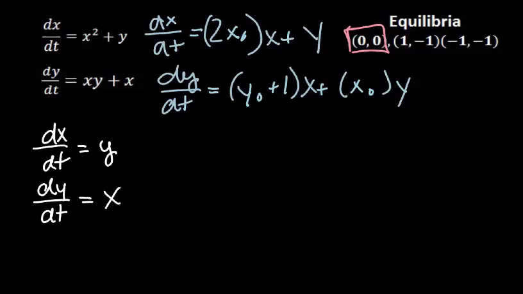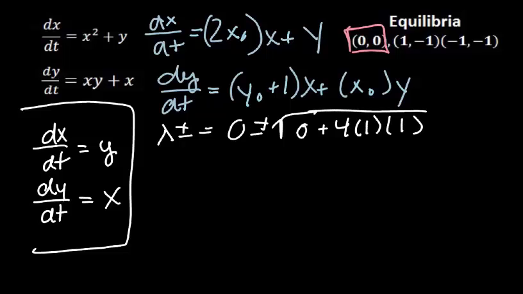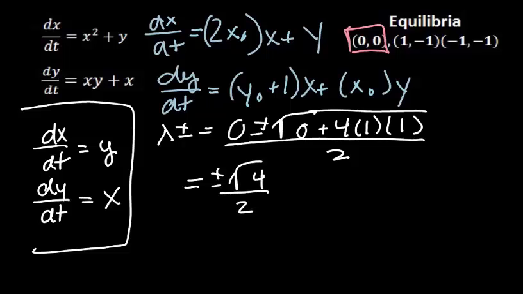So then what we can do from there is use this information and plug it into our eigenvalue formula as well. So we can say our lambda plus or minus equals 0 plus or minus the square root of 0 plus 4 times 1 times 1. And you know that comes from a plus d plus or minus the square root of a minus d squared plus 4bc, and then it's all over 2. So then when simplified, that's equal to plus or minus the square root of 4 over 2. So then it is equal to plus or minus 1. So since there are opposing signs, 0, 0 has to be a saddle.